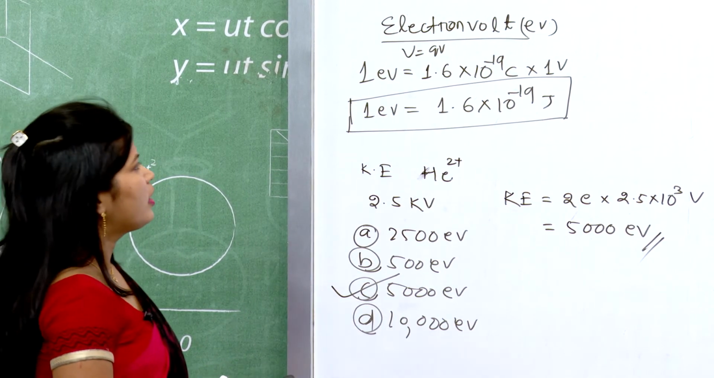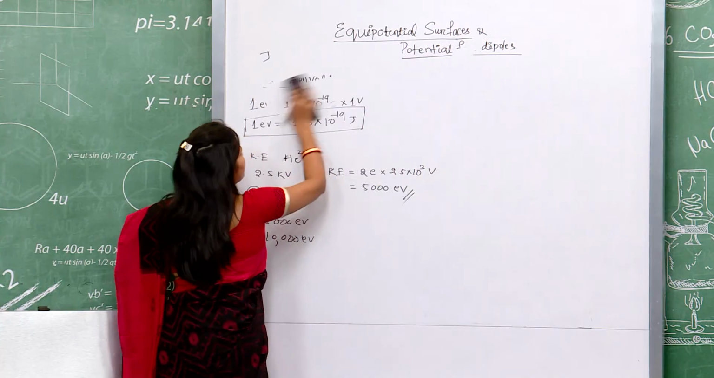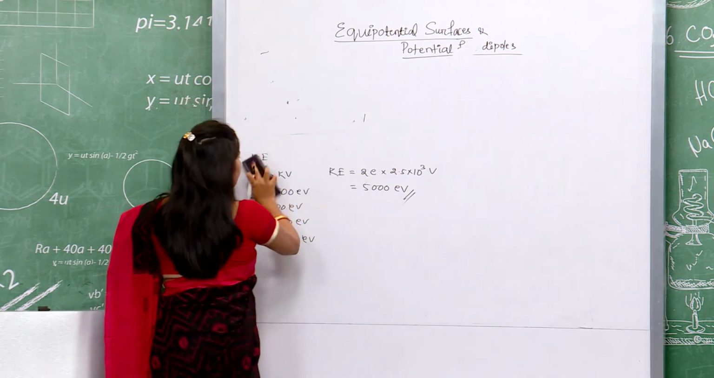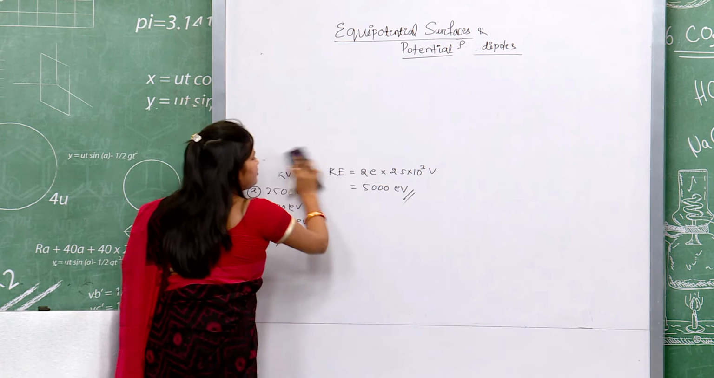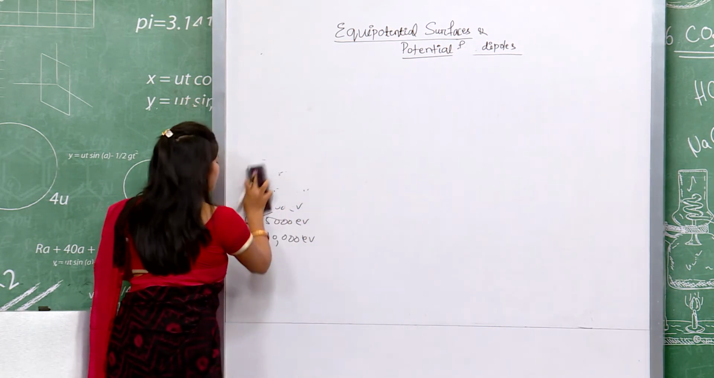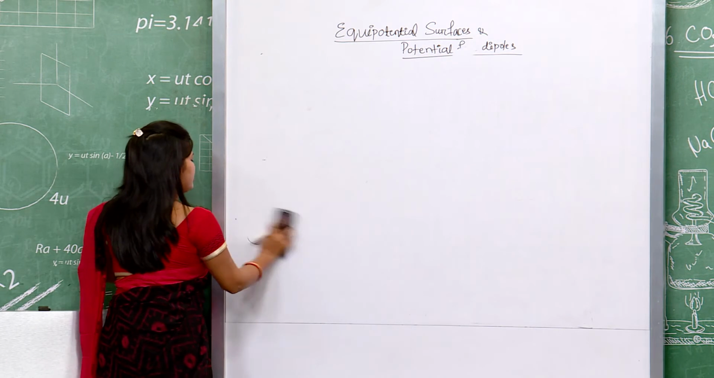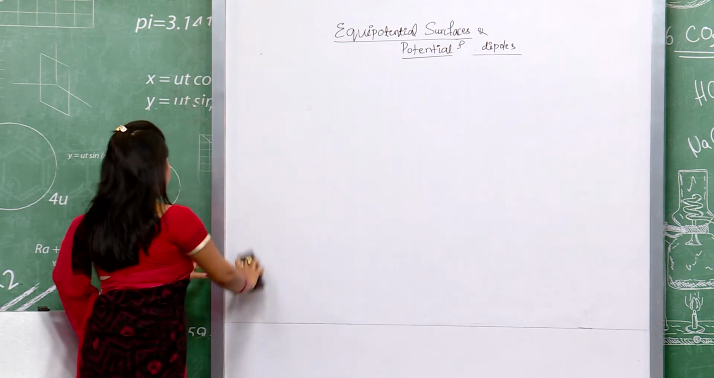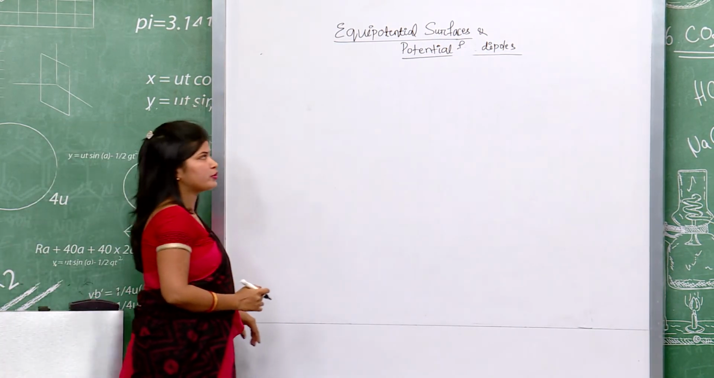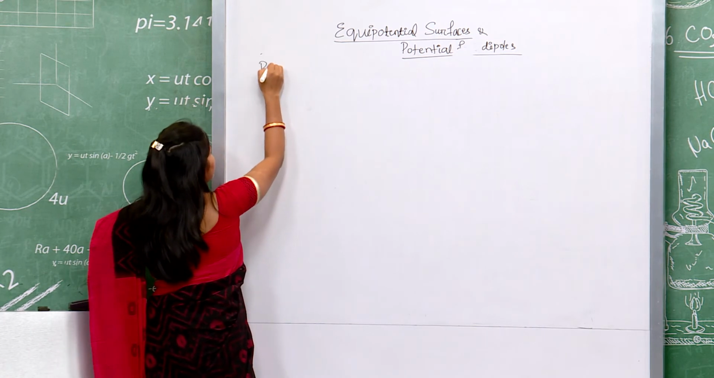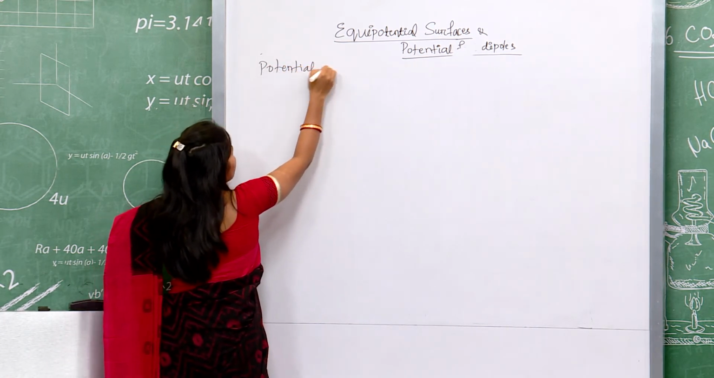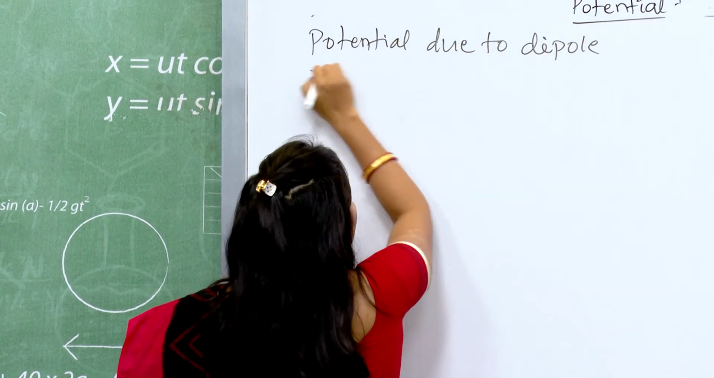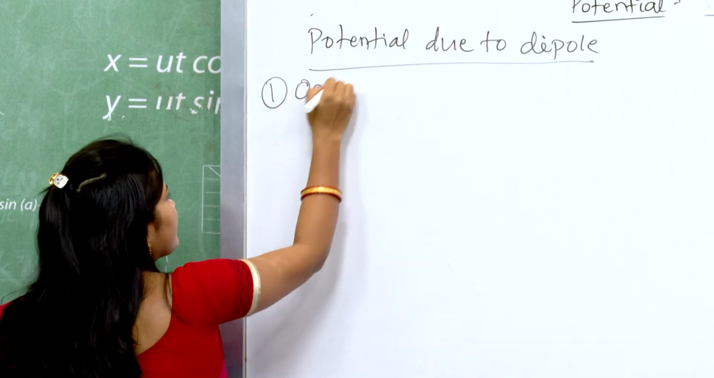So, now let us discuss the potential of a dipole at different positions. Let us discuss all this. You know the electric field intensity of a dipole at different positions. Now, let us discuss potential. Potential due to a dipole, first on the axial line.